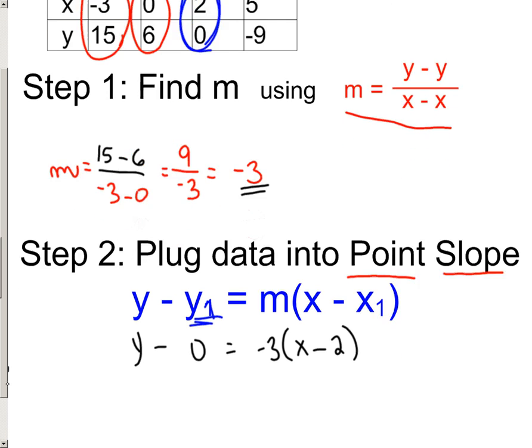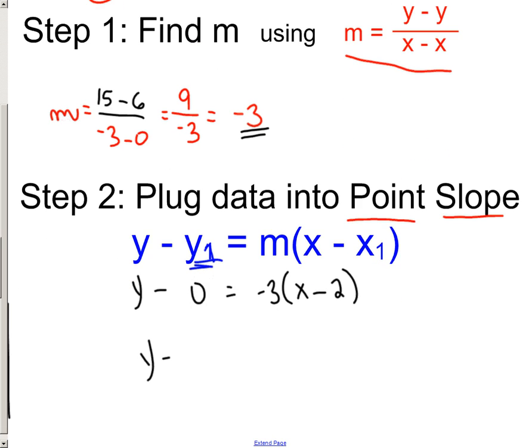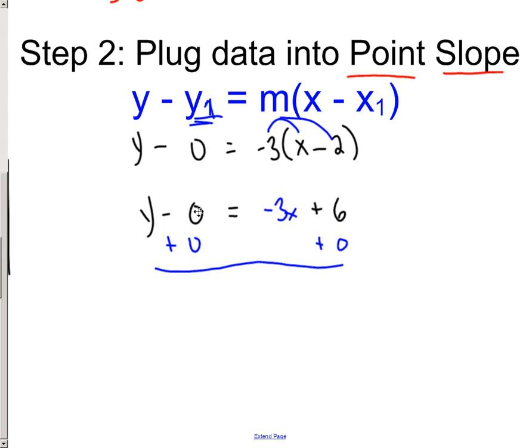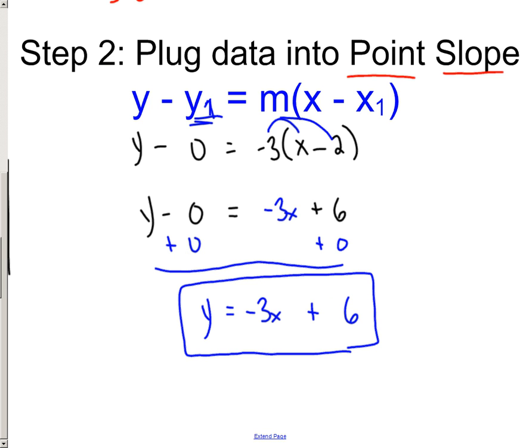And now we can come through, and the first thing we do is we distribute. So the y minus 0 is free. -3 times the x is -3x. -3 times -2 is +6. Now, technically, I don't need to get this 0 out of there, but if there was something other than 0, you would look at the sign in front and do the opposite, and that would free it up. I'm left with -3x plus 6. So, that's how you get an equation from 2 points.